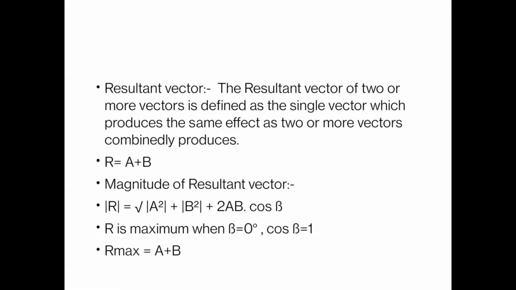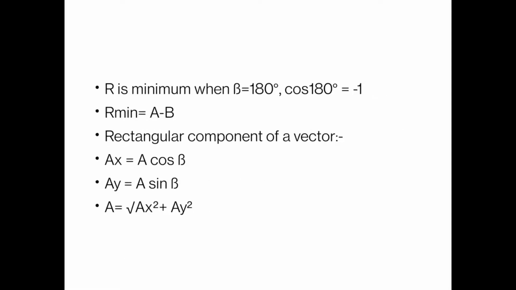And there are several conditions when R is maximum. As we know that cos 0 is 1, that means when beta is equal to 0, then cos beta is equal to 1 and R maximum comes out to be A plus B. And the value of cos is minimum for 180 degrees. So when beta, the angle between A and B, is 180 degrees, then cos 180 degrees is equal to minus 1, and in that case the resultant vector R is equal to A minus B, which is the minimum value of the resultant vector.